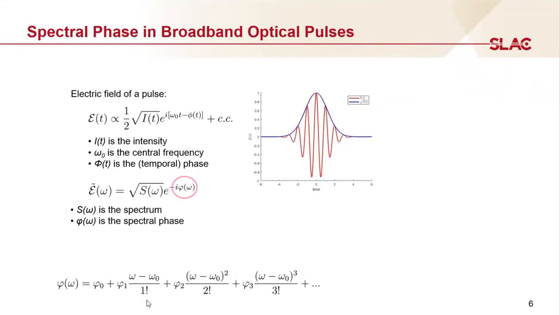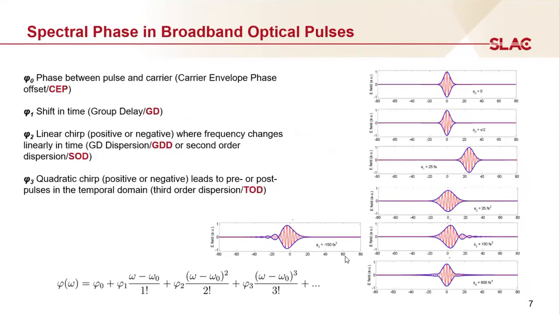The phase is described as a Taylor expansion around the central frequency of the pulse. And the first terms in this correspond to the position of the carrier with respect to the envelope, known as the carrier envelope phase, and the shift in time from a fixed point. For our purposes, these two are negligible and arbitrary respectively. The next term, SOD, second order dispersion, is where the instantaneous frequency of the pulse depends linearly on time, and for Gaussian pulses manifests as a symmetric elongation.